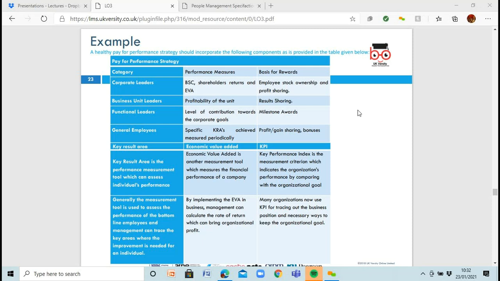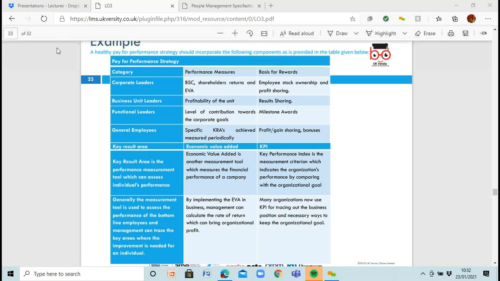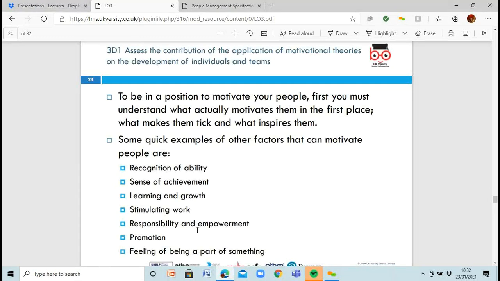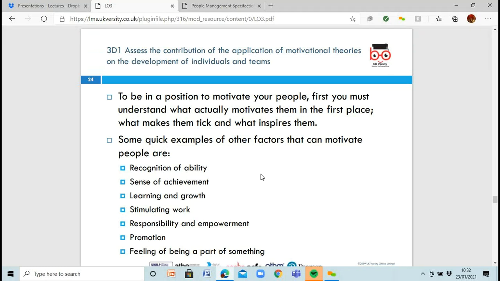And now we'll make our way towards 3D1. So 3D1 is assess the contribution of the application of motivational theories on the development of individual and teams. So we're just going to look at a few different theories in this section.